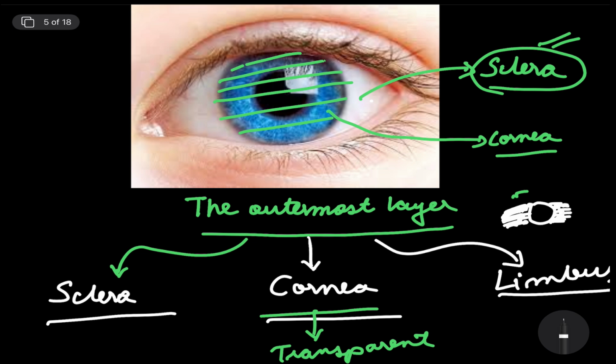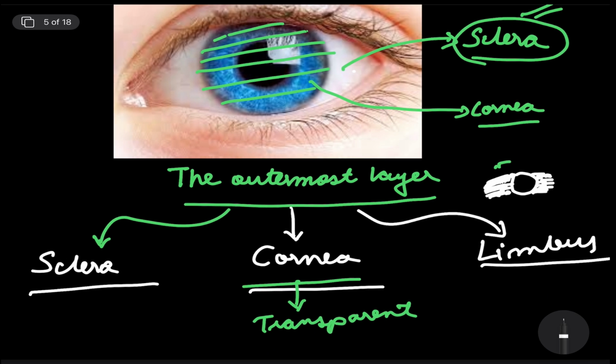This is cornea. Done. Now, since it is transparent, it is acting like a window for the light to come in. So we can see the deeper structures in the eyeball. What is deeper to the outermost layer? The middle layer. That is why you can see the middle layer, or rather part of the middle layer, which is the iris, which is the blue portion over here in this picture. Done? Done. So that is cornea.